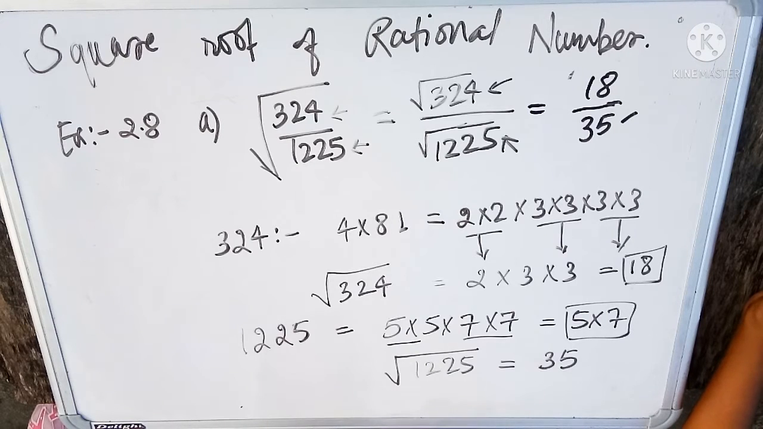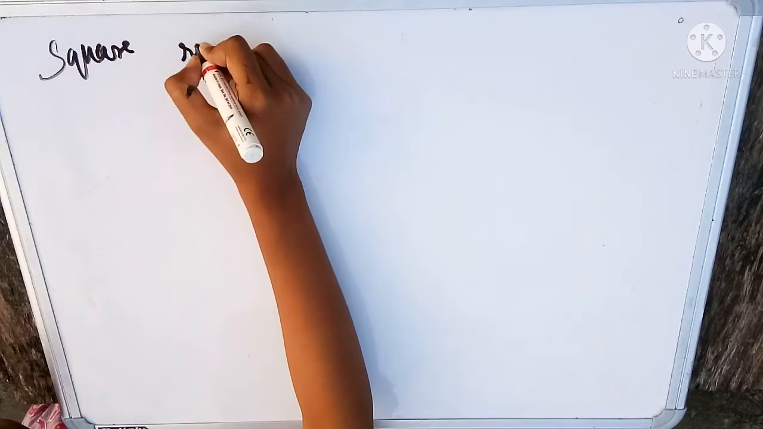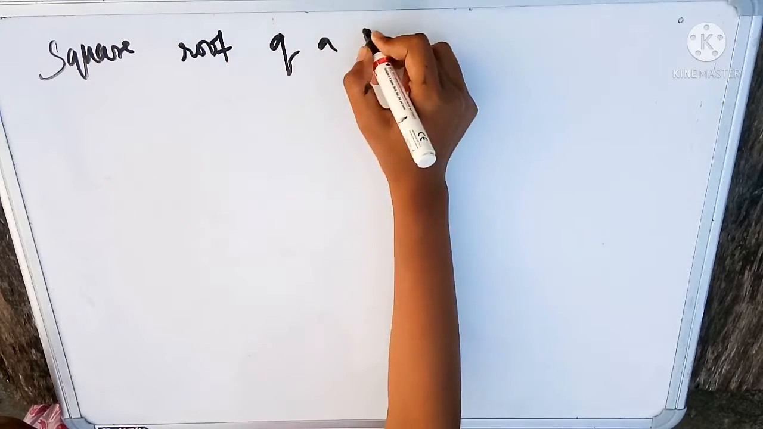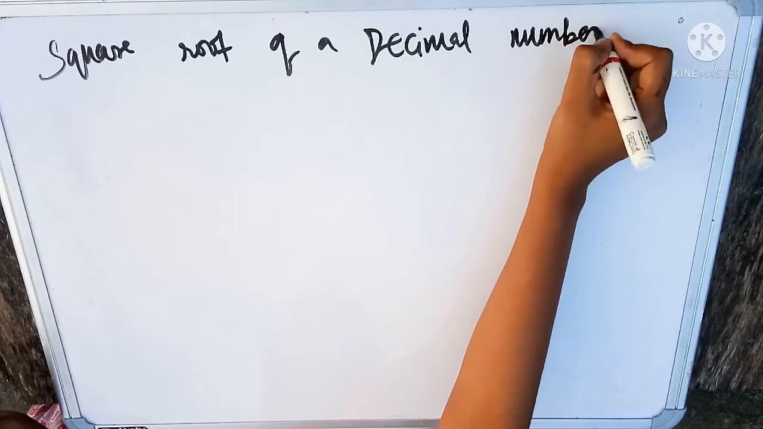Now suppose we have to find out the square root of a rational number after converting it into a decimal number, then how can we find it? So for that, we need to understand how to find out the square root of any decimal number. Let us discuss the next example, which is example 2.9. Now square root of a decimal number. How can we know this?